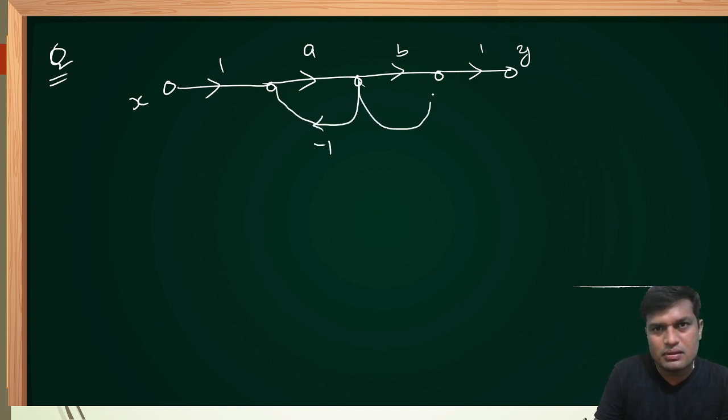Minus 1, minus 1. Calculate the transfer function between input and output node. What is the output node? Y. What is the input node? X. The transfer function is Y upon X.